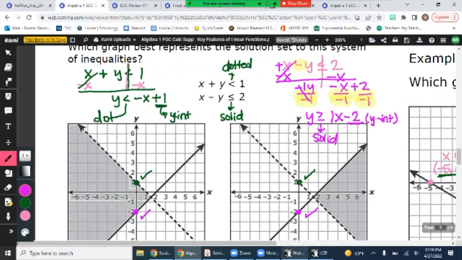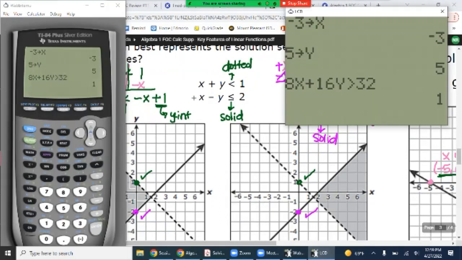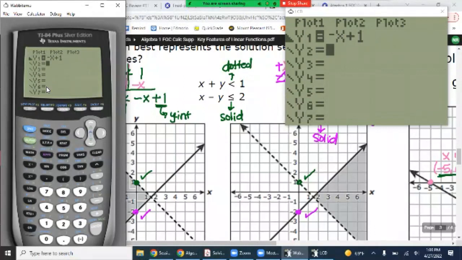But we have solved for y. Ready? Okay. We have solved for y. So what can we do? Put it in y equals -x plus 1. And what is the name of that first inequality? Less or greater? Less. So that means we should be pressing enter until it's showing that we're going to shade below.